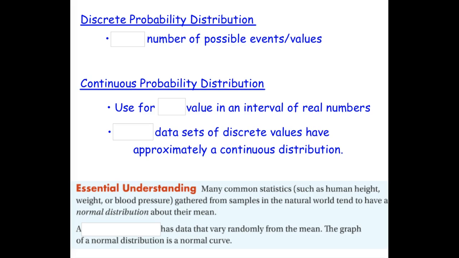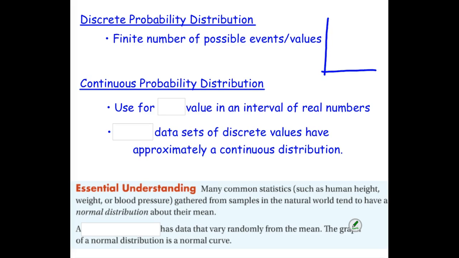All right. So we have a couple different kinds of probability distributions. If it is a discrete one, we talk about a finite number of possible events or values. Typically what you would see on your graph would be bars. They're going to use the height of the bar to represent that probability. Okay? When we have a continuous probability distribution, we use that for any value in an interval of real numbers.